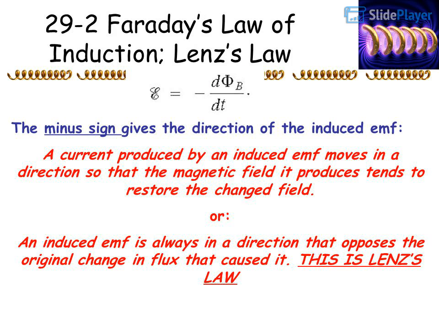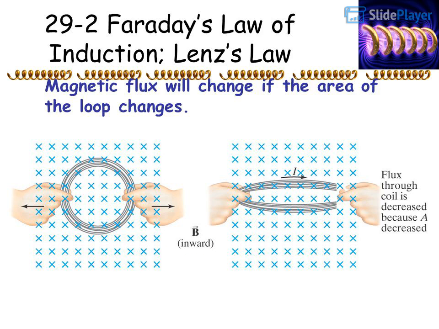29-2 Faraday's law of induction, Lenz's law. The minus sign gives the direction of the induced EMF. A current produced by an induced EMF moves in a direction so that the magnetic field it produces tends to restore the changed field. Or, an induced EMF is always in a direction that opposes the original change in flux that caused it. This is Lenz's law.